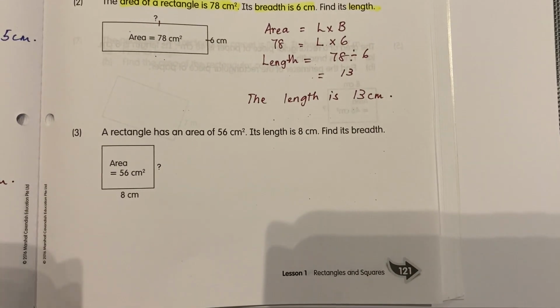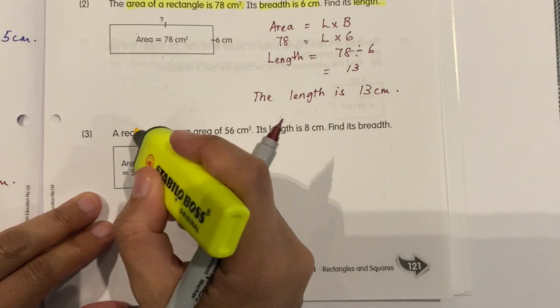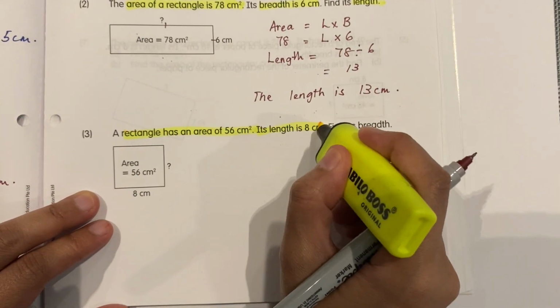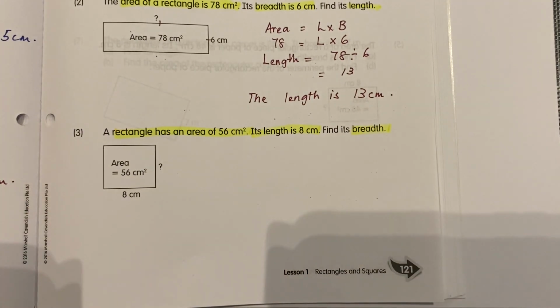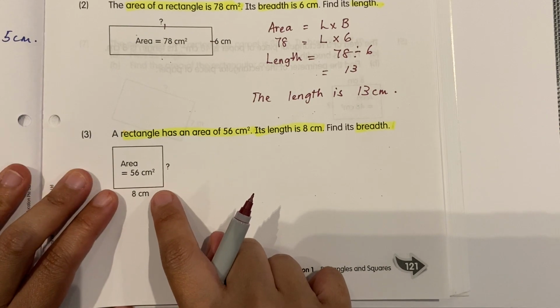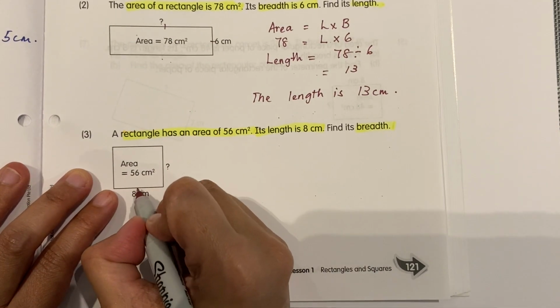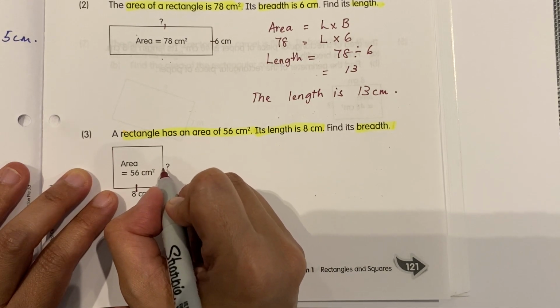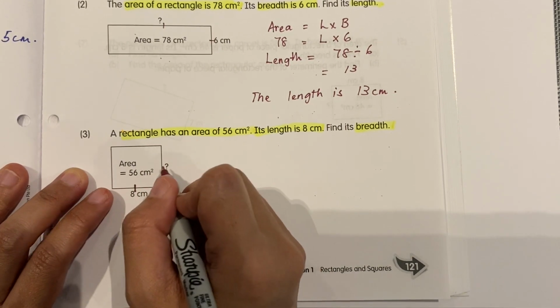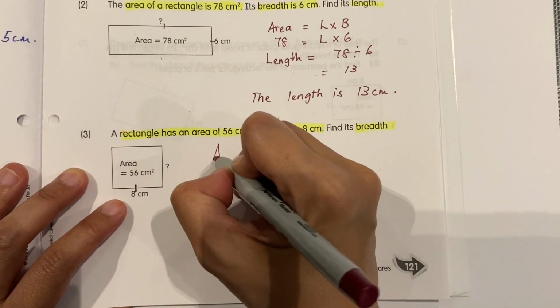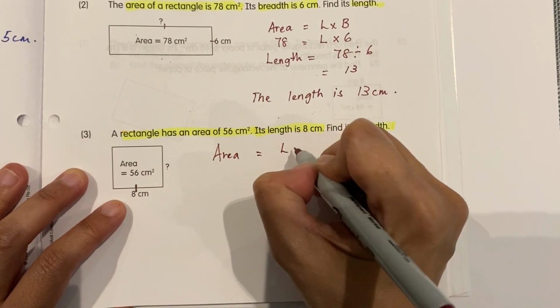A rectangle has an area of 56 square centimeter. Its length is 8. Find the breadth. Okay, so this is a rectangle, not a square. It may look like a square, but it's not. So we have this 8, which means the breadth is supposed to be slightly shorter than the length.